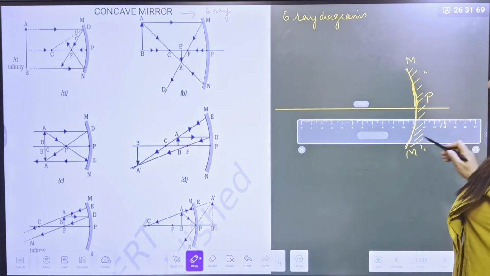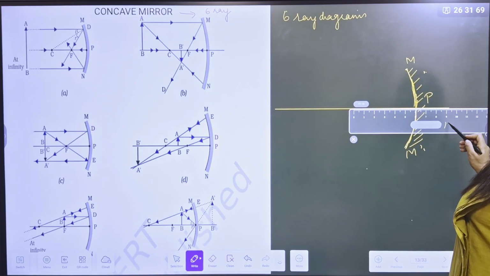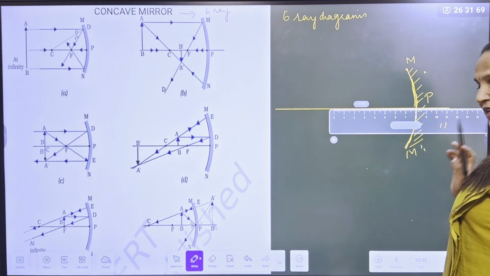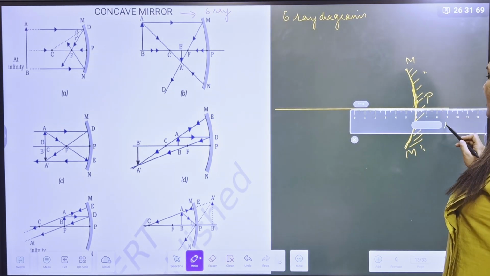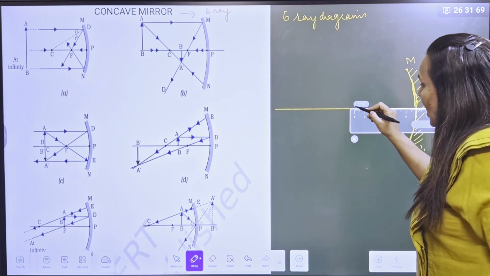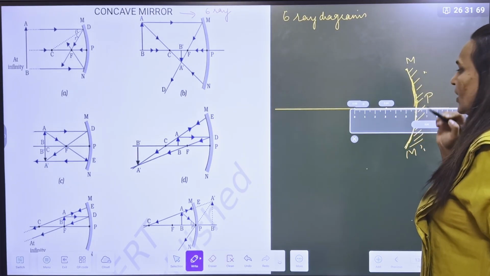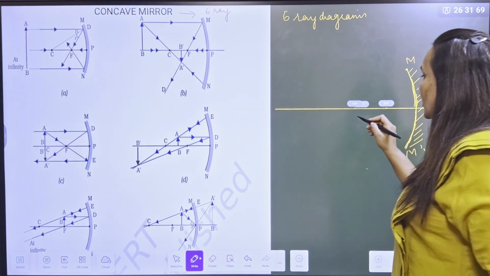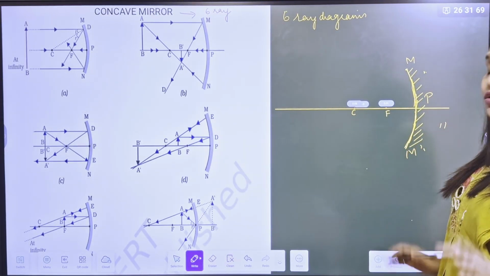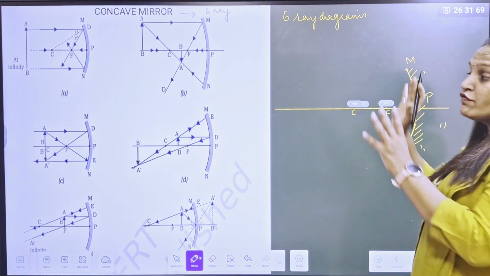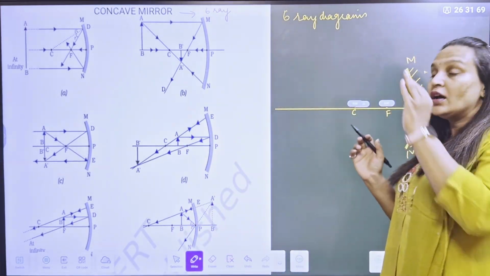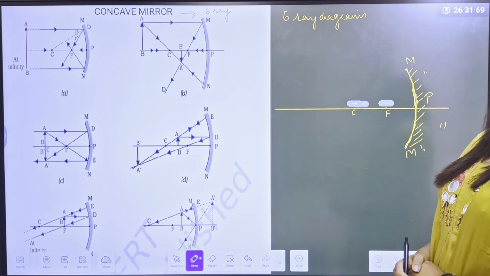Now again take the scale. Keep 6 centimeter here. Please keep 6 centimeter or you can take 8 centimeter also, both are same. 6 should come at the pole and 0. So mark 0, mark 3, right? Now this 0 represents the center of curvature. This represents the focus. So this is your skeleton for all the 6 ray diagrams. I request you, please draw all 6 diagrams like this.